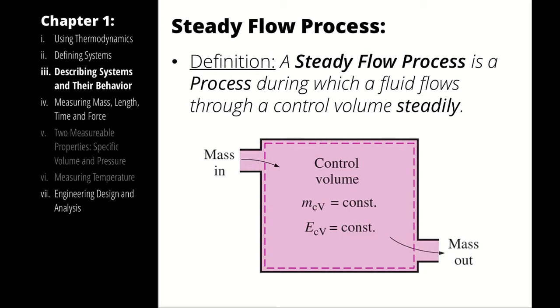When something is treated as being steady or steady state, it does not change with respect to time. When something is transient, then time matters. Things are changing with respect to time. A steady flow process is a process that has a flow that is steady. It doesn't change with respect to time.